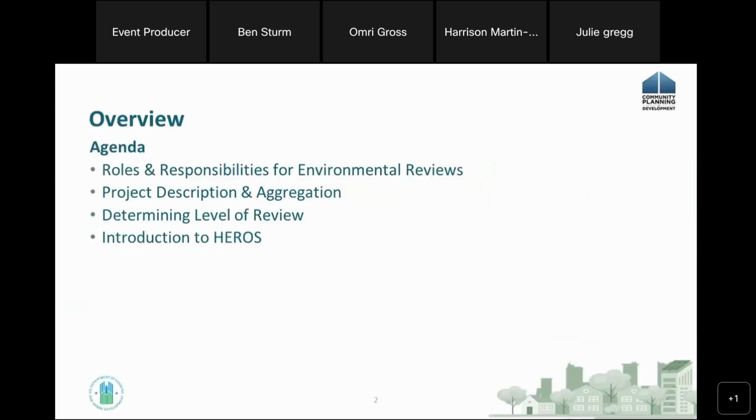Throughout today's session, we'll be discussing the roles and responsibilities of conducting a HUD environmental review, talk through the details of the project description and aggregation, go through the steps of determining the level of review, and finally, provide an introduction to HUD's Environmental Review Online System, or HEROS, and how it is to be used for your CPF projects.